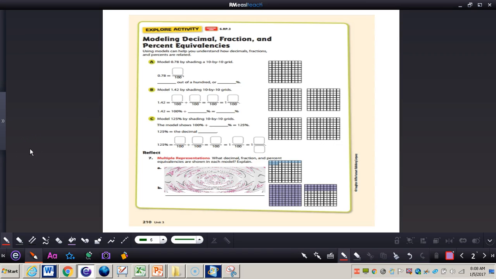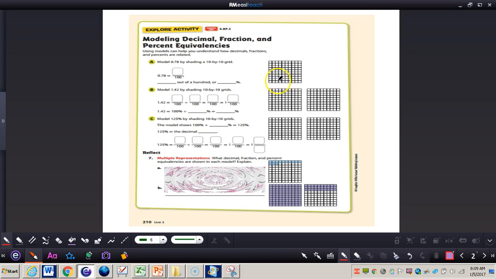Now we're going to continue to take a look at this topic on page 210 in your Go Math book. And what we're going to look at, we're going to use models, and that can help you understand how decimals, fractions, and percents are all related. So let's take a look at Model A. It says 78/100ths. We're going to model 78/100ths by shading a 10 by 10 grid. And we did this in the previous lesson.